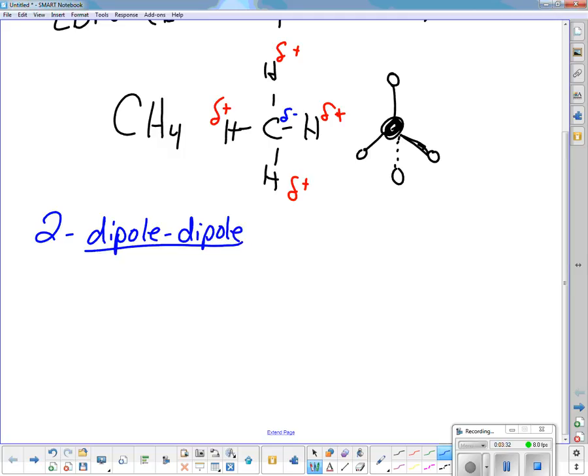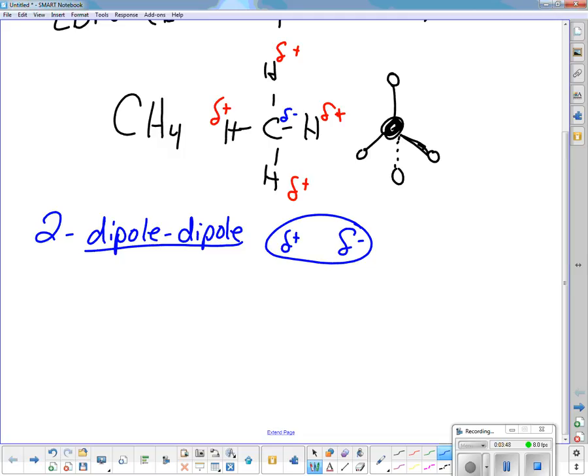And dipole-dipole, this is how I remember it. I think of the poles, north and south pole. They're opposite, right? Well, same thing with dipole-dipole. We're going to have a slightly positive side, and we're going to have a slightly negative side. It's not going to be a full charge.